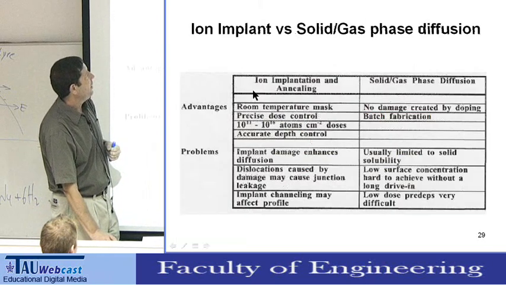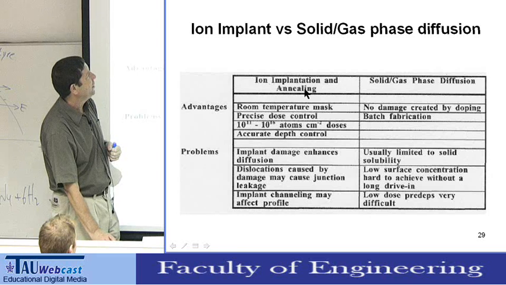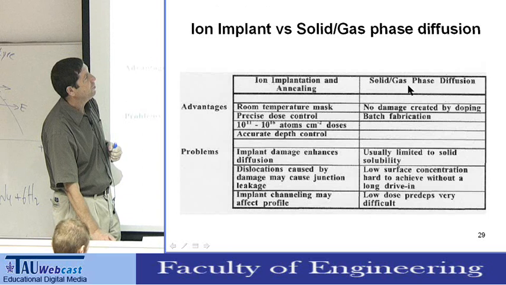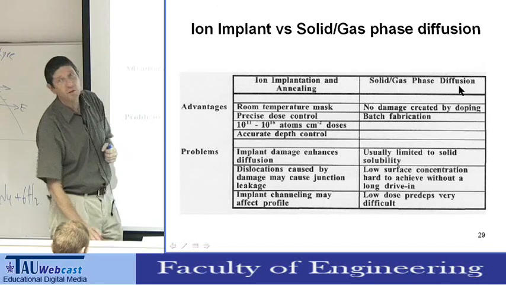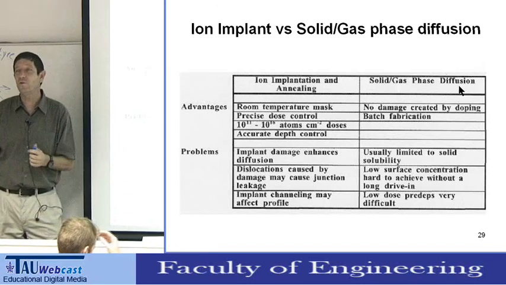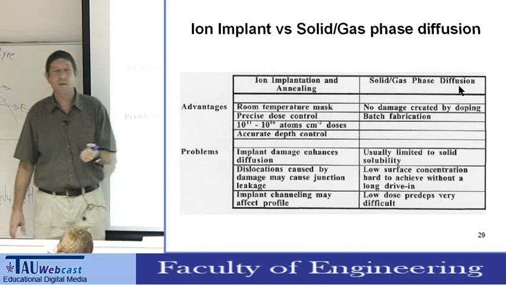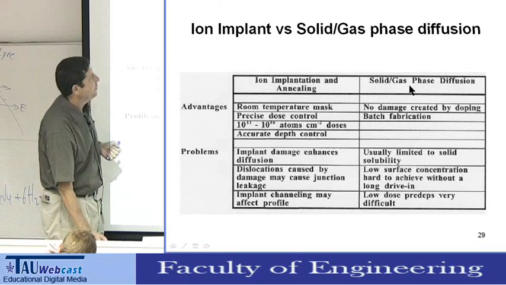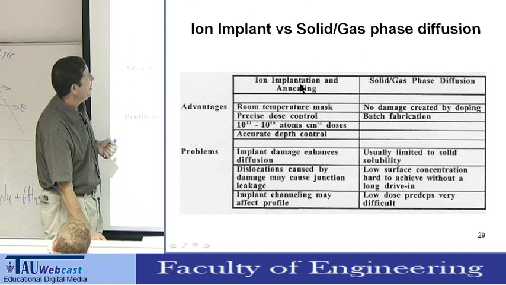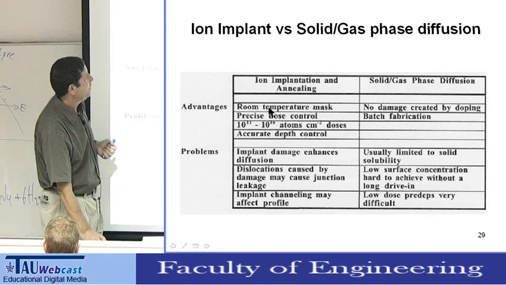Now everybody is doing ion implantation and annealing. In the past, people used solid and gas phase diffusion. It's not so common anymore. Maybe it's used for solar cells or other less demanding processes. And ion implantation is done at room temperature, with very good dose control.